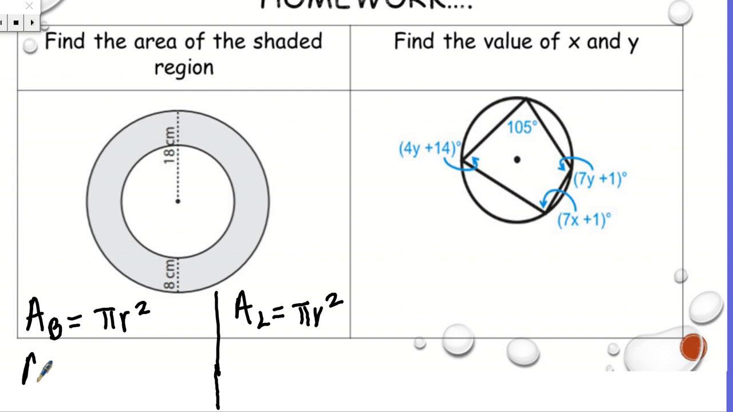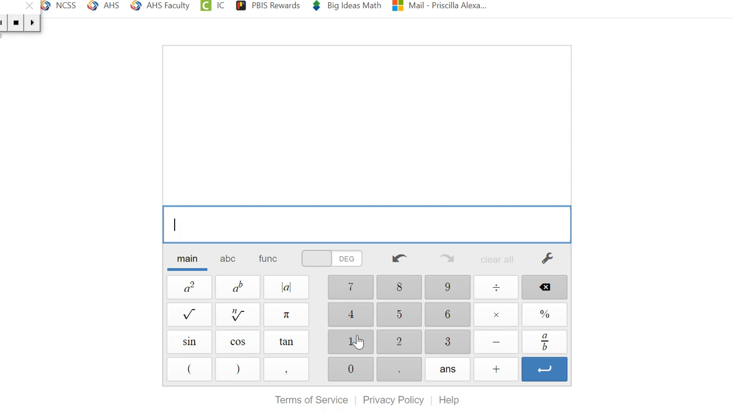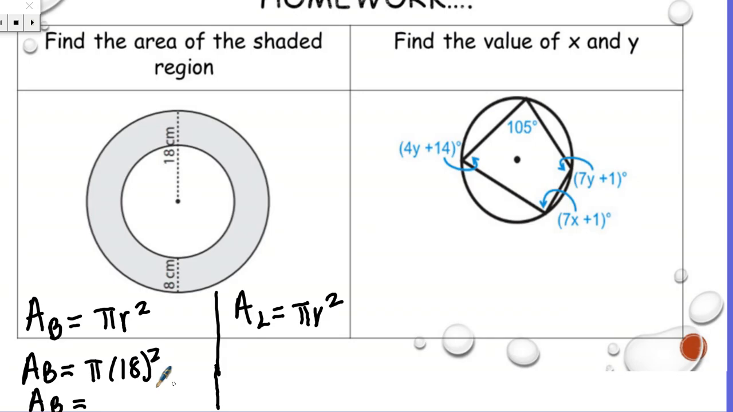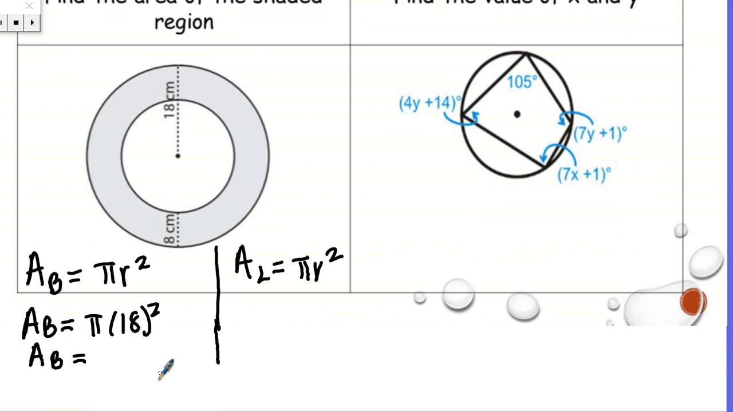So I would say the area of the big circle is equal to pi times 18 squared, because the radius from here to here covers the big circle, so that's 18. So the area of the big circle is, and I'm going to do exact answers, 18 squared is 324. So I get 324 pi, and this is going to be centimeters squared.